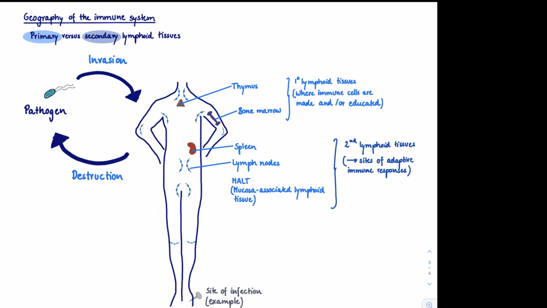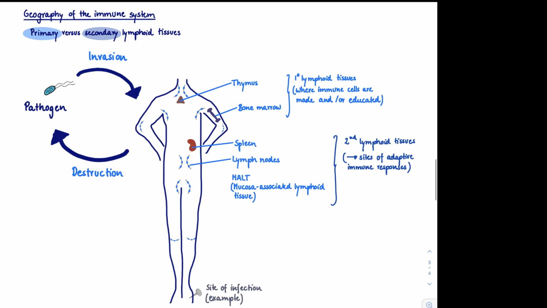So now I want to finish up with talking a little bit about where things are happening, and also introducing the terminology of primary versus secondary lymphoid tissues, so what that means. Now, first of all, let's ask a question: where are immune cells made? All immune cells are made in the bone marrow.